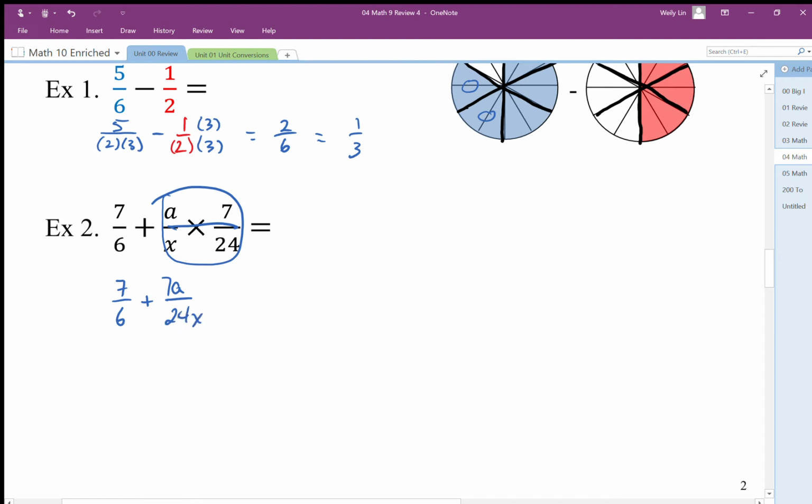And then I just have to ask myself, and again, this is to do with the factors, what factors will make these the same? Well, the left-hand fraction is missing a factor of 4x. And that would make the denominators share the same factors. If I make the top 4x, then I balance the fraction and I end up with 28x plus 7a. Those are unlike terms, so we can't combine them. And that is all over the common denominator of 24x.